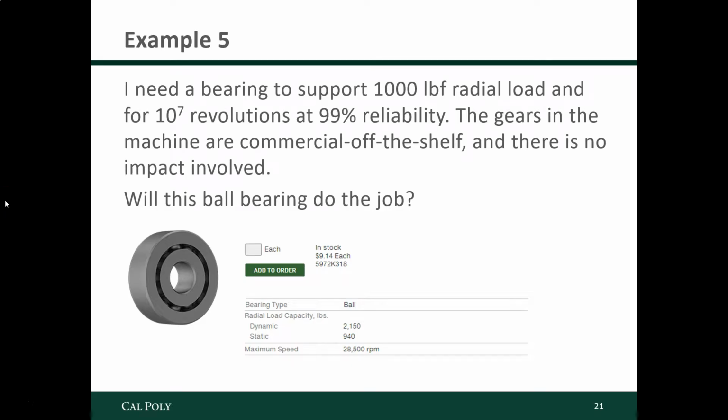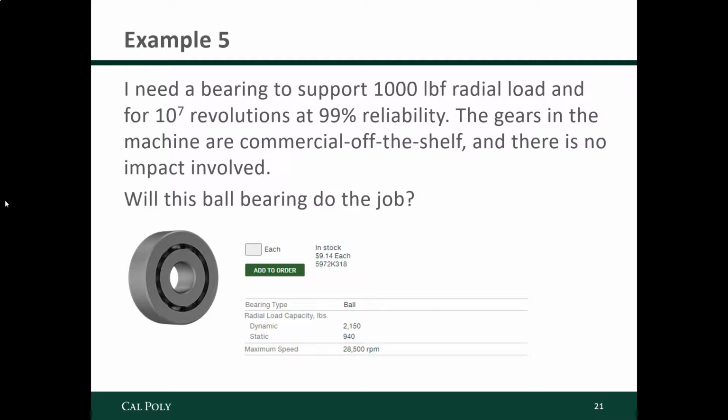All right, I'm looking for a bearing that's going to support a 1,000 pound radial load for 10 to the 7th revolutions, and it needs to have a reliability of 99%. The gears are commercial off the shelf, and there's no impact involved. Is this ball bearing going to do the job?